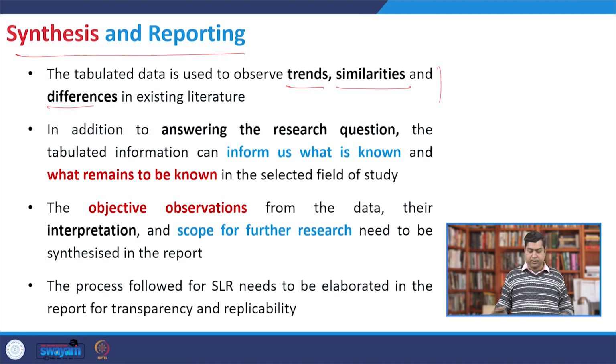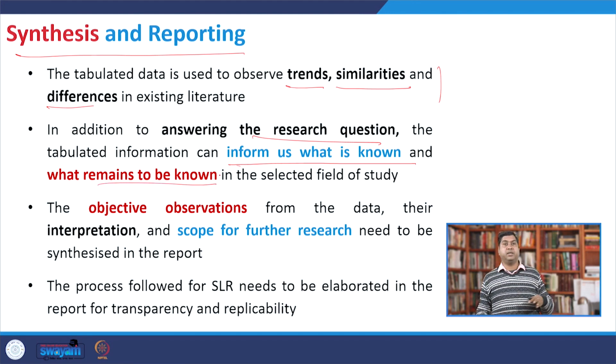In addition to answering the research questions, the tabulated information can also inform us what is known and what remains to be known. So in this particular case it is also going to give you the gap, because if you make a column that lists what all these papers are talking about, their limitations, you can take up that as your scope. Maybe that particular phase has not been done, or maybe the researchers stopped their research at that particular stage and want to explore further. So each research, where it ends, will start a new avenue or new perspective for further research. You can also get it from this tabular form.